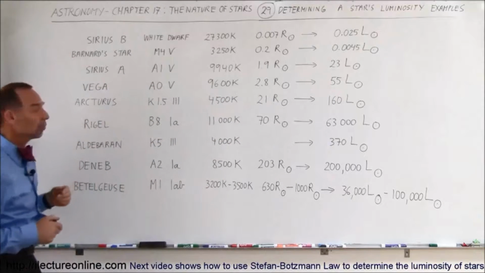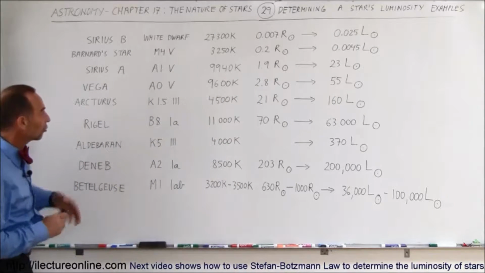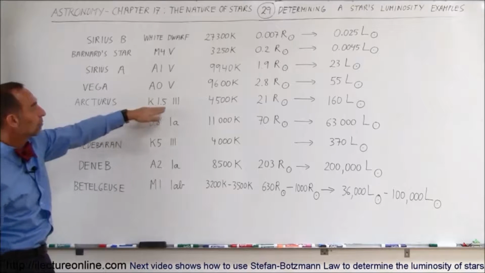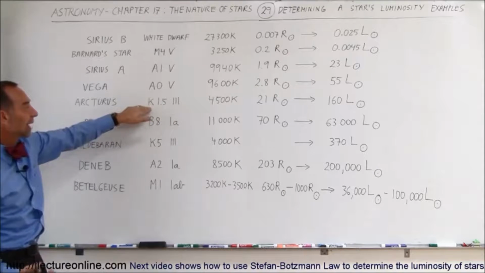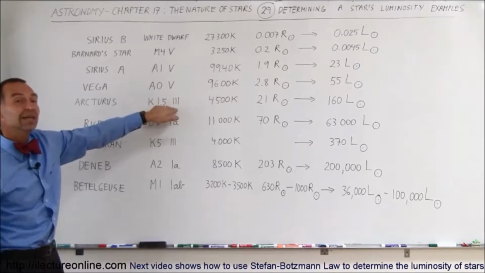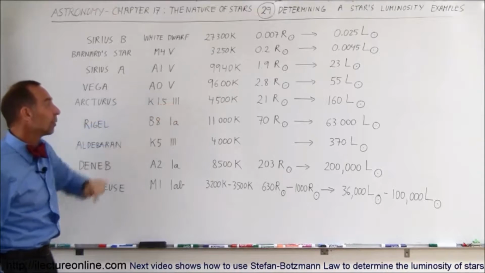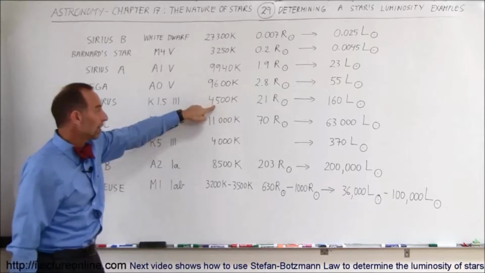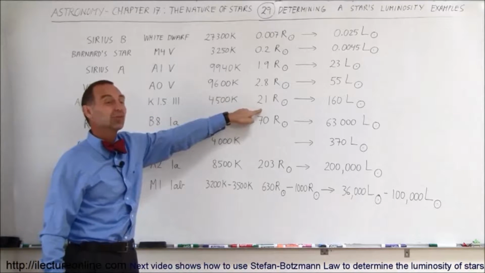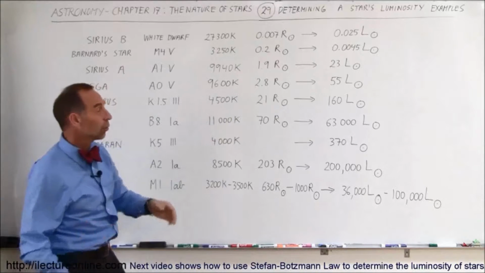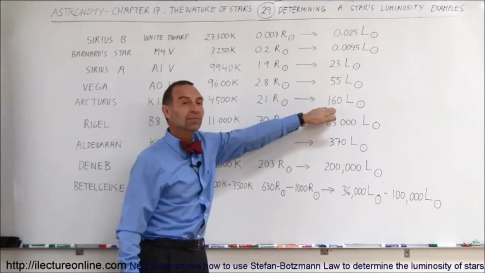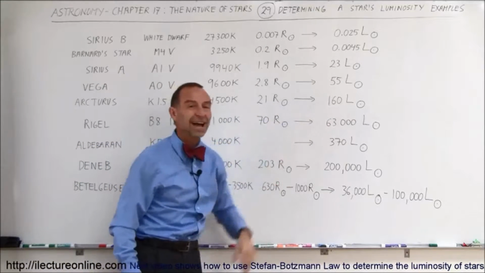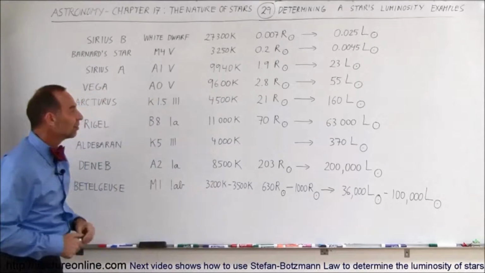Now we have Arcturus, which is the largest star in the constellation Boötes. It's a K1.5 III star, meaning it's a K-class star, but it's not a main sequence star. It's a red giant, so it's much bigger in size. Surface temperature a little bit lower, 4,500 Kelvin. 21 times the radius of the sun. Correspondingly, the luminosity is 160 times the luminosity of the sun.